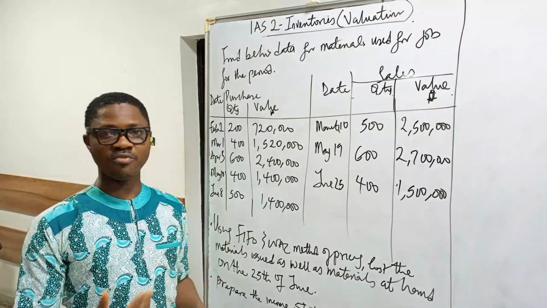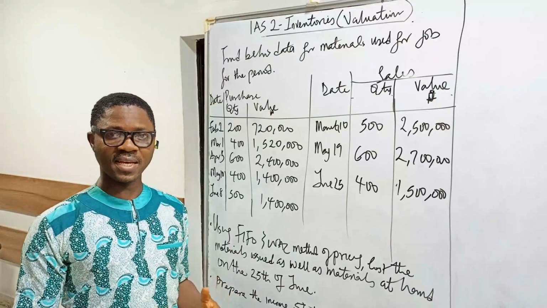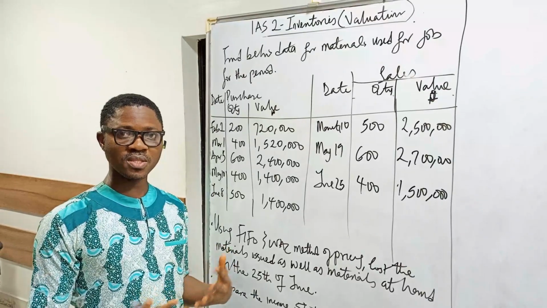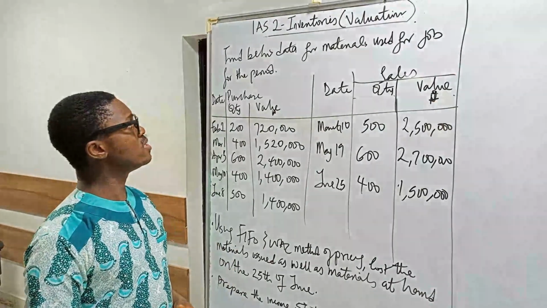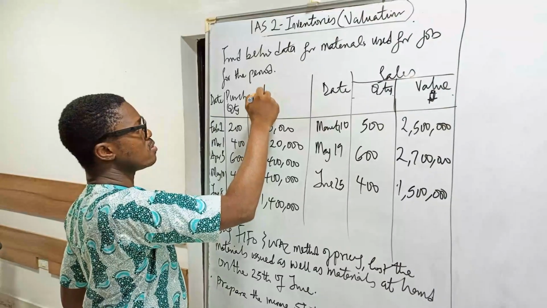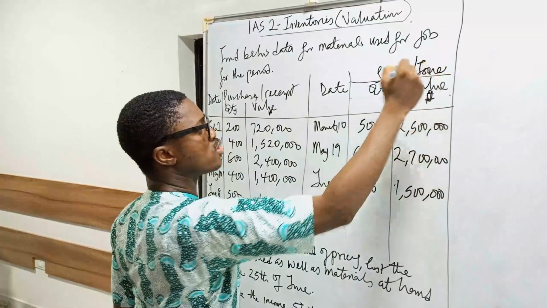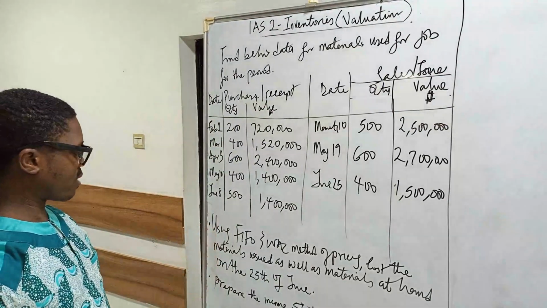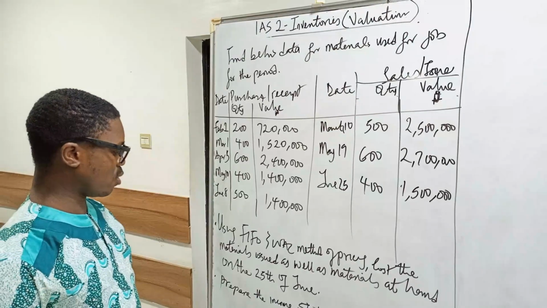But in this episode, we're going to the valuation with respect to FIFO and weighted average cost. Those are the two methods approved by the standard in order to compute the cost of goods and also to value inventory. So we go straight into the question we have here. We have the dates. This is the purchase, which can also be receipts. This is the sale, which can also be issued. So February 1, 200 units, we have it in that order. We are required, using FIFO and WAC method of pricing, to cost the material issued as well as the material at hand on the 25th of June.